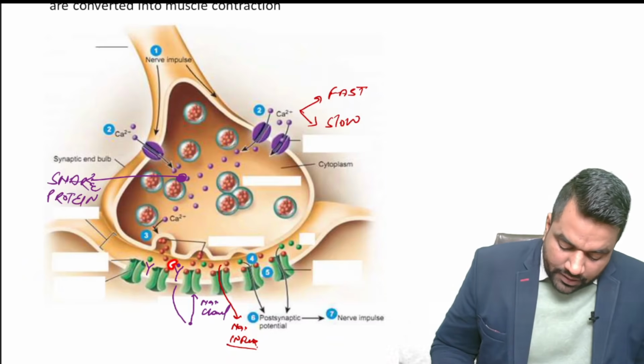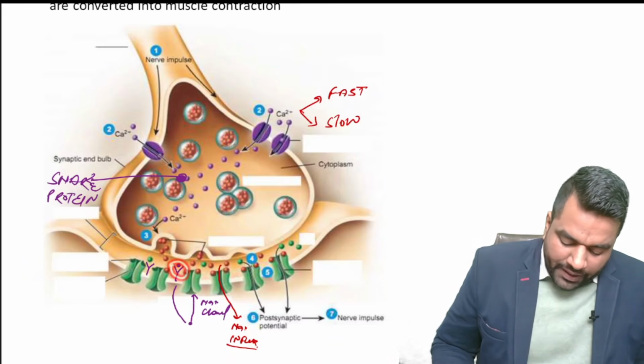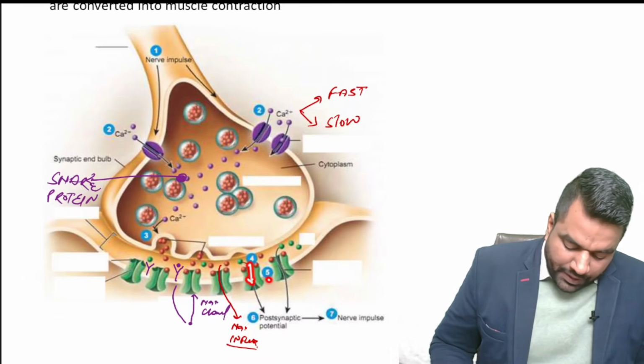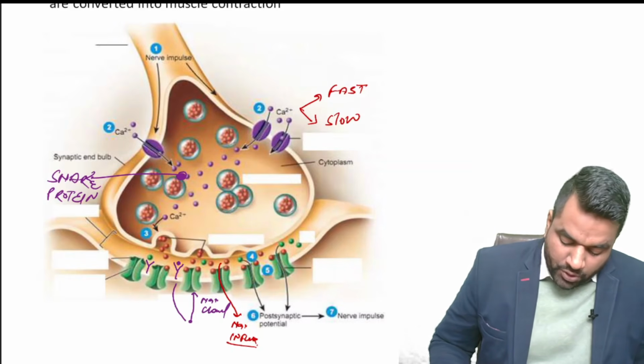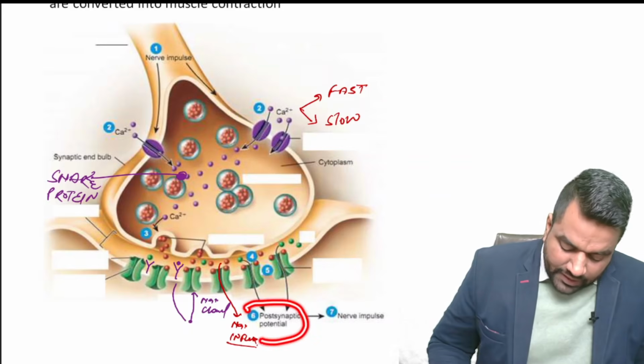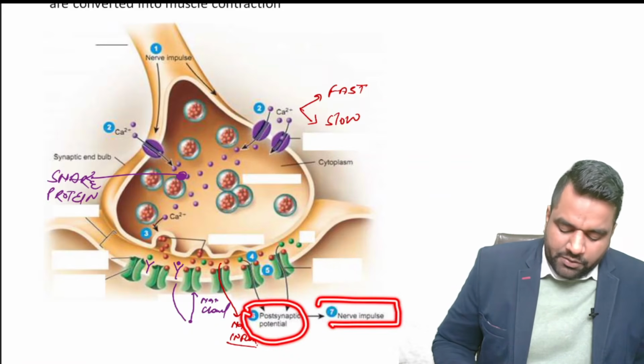it binds with this receptor, and after that, opening of the sodium channel. So you can see the fourth step is binding with the receptor, the fifth step is opening of the channel for sodium, leading to postsynaptic potential, and ultimately the nerve impulse will start.